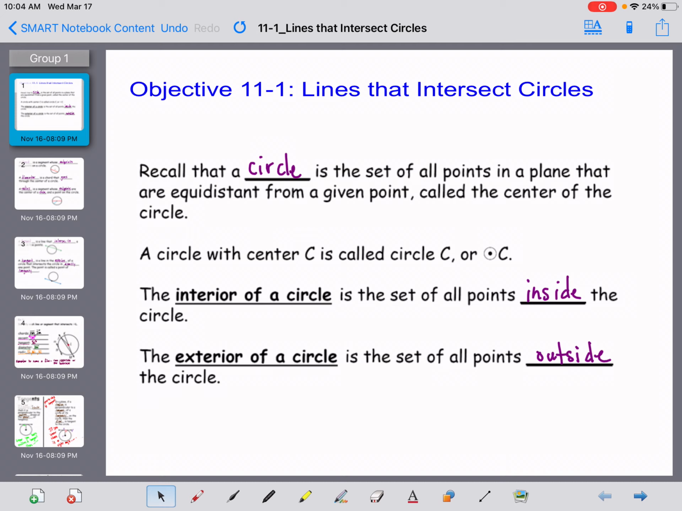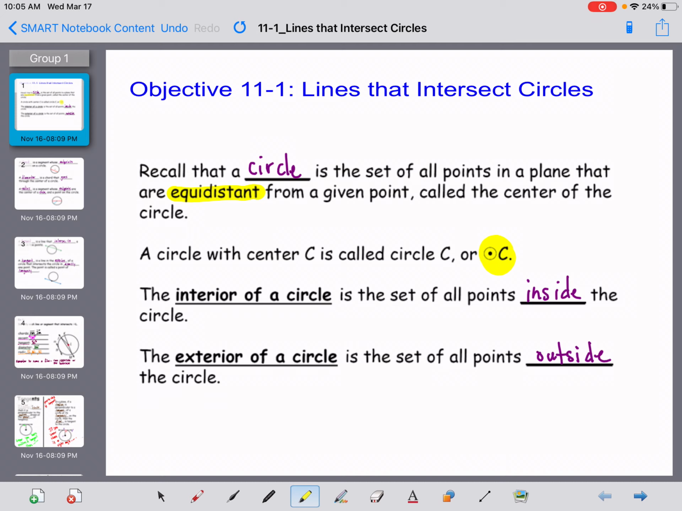geometry SOL. So I want you to recall that a circle is the set of all points in a plane that are equidistant from a given point, called the center of the circle. So equidistant from a given point. Equidistant just means they're all the same distance from the center. A circle with center C is called circle C, or we make a little symbol there that looks like a circle and then the letter that's in the middle.